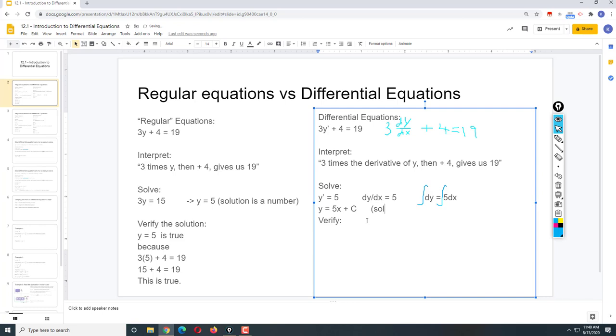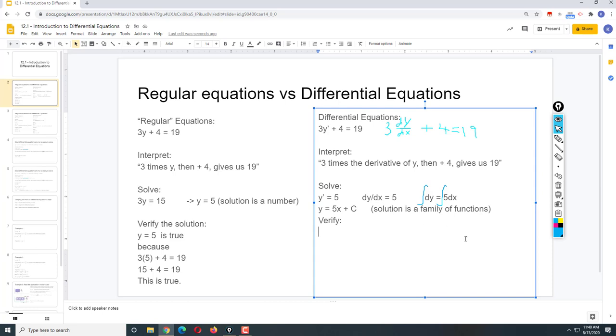Notice that the solution is a function or a family of functions. That means that there are lots of different functions that work. Could be y equals 5x plus 1, y equals 5x plus 2, y equals 5x plus c, y equals 5x plus 0. They all work. C can be any constant.